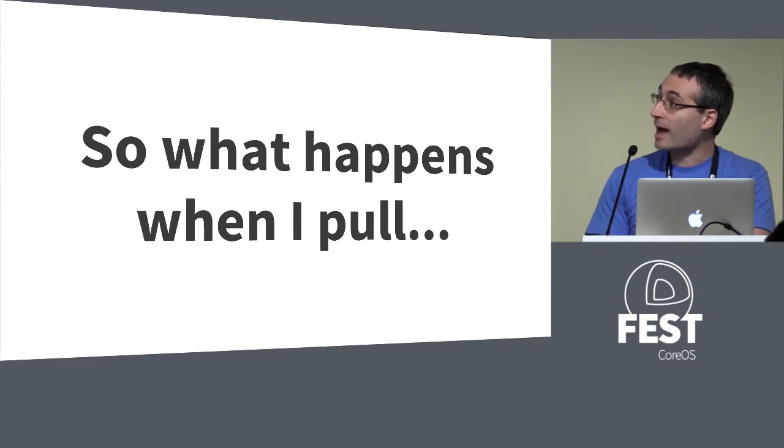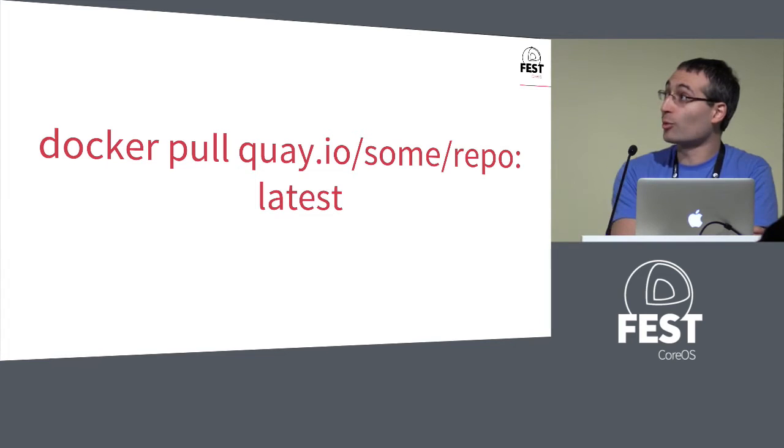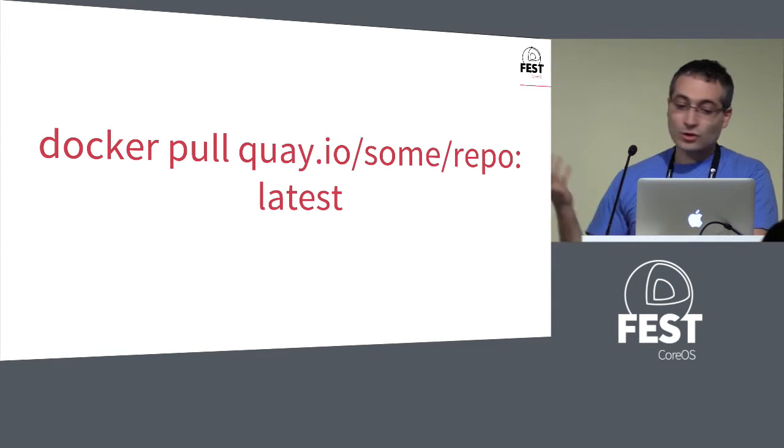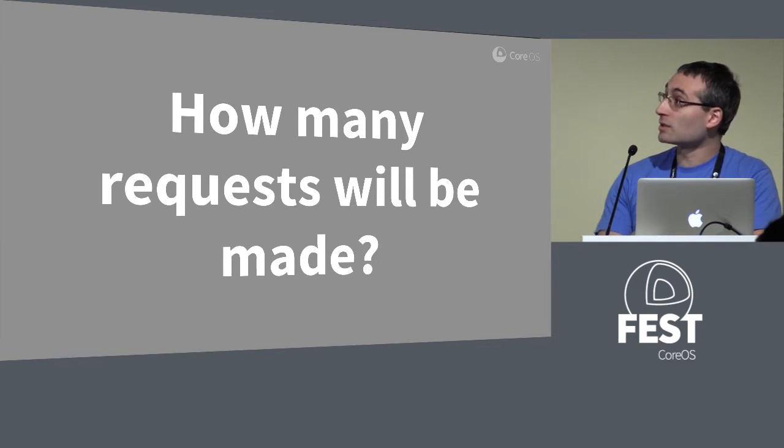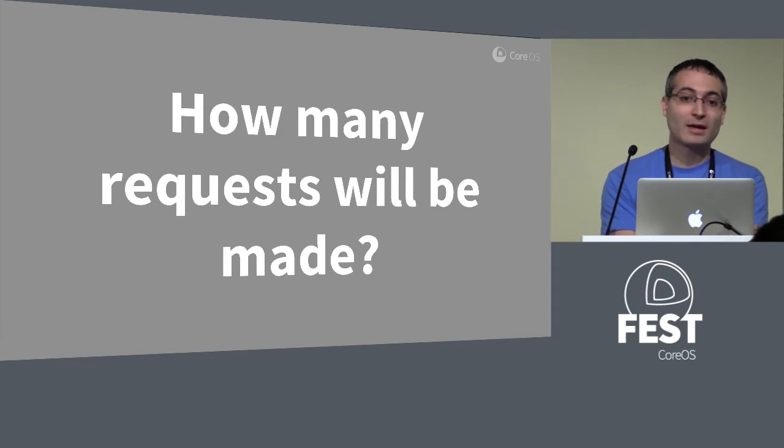So what happens when I actually go to pull this image? I'm going to issue a simple docker pull command of some repository, and of course, I have to give it a tag. I'll give it latest. This, in turn, will cause a number of HTTP requests to occur to the registry. The big question we face is, how many requests will be made for even a simple image? And why does this lead to the slowdown that we have to deal with?